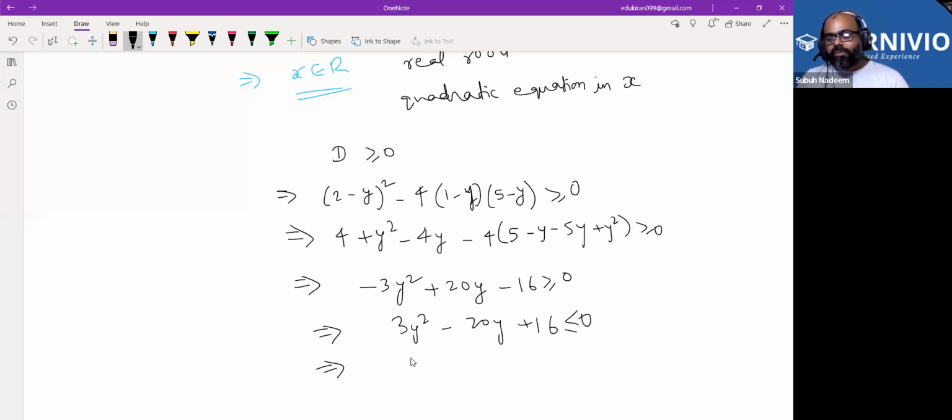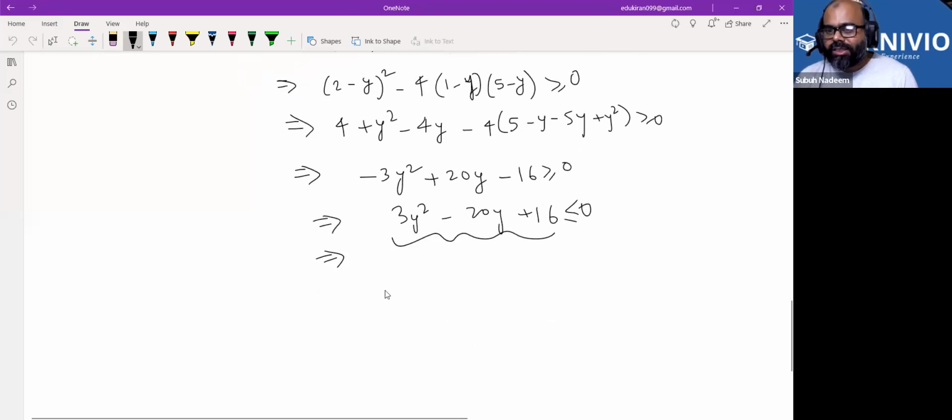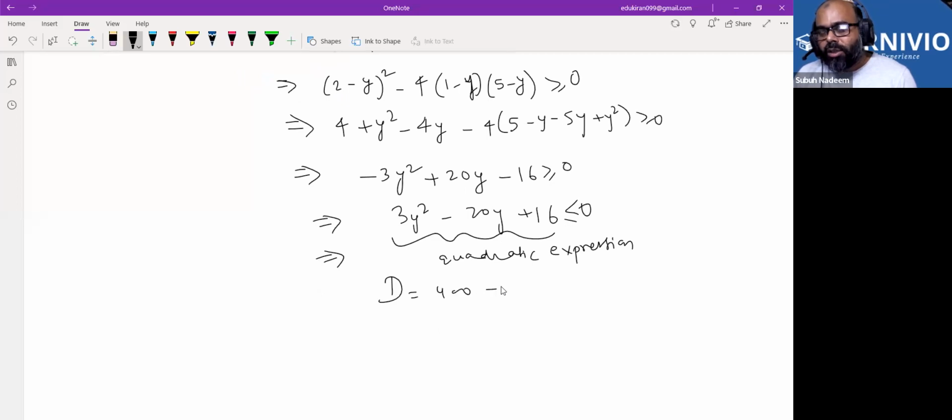Now we check the discriminant of this. This is a quadratic expression, and this is an inequality: it is less than or equal to 0. So if we check the discriminant here, what do we get? We get b square minus 4ac, which will be 400 minus 192, which becomes 208, which is positive, greater than 0.